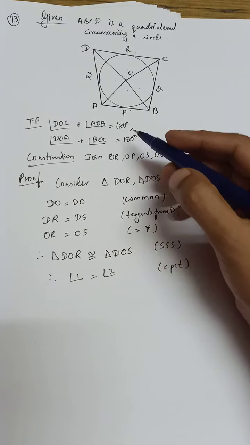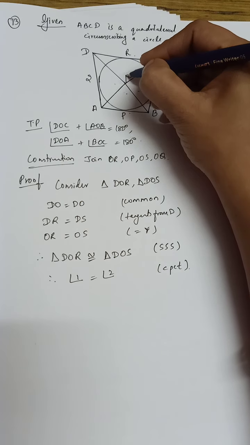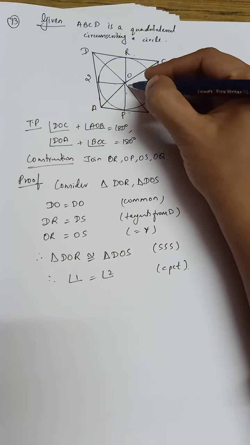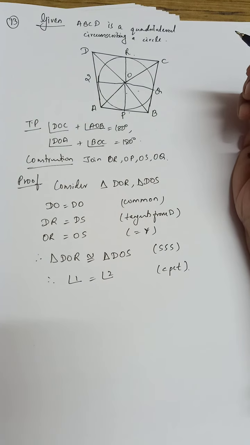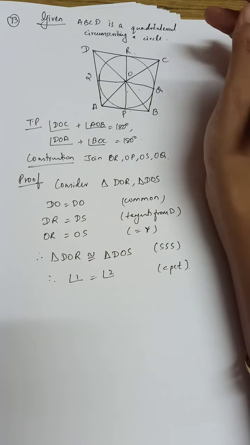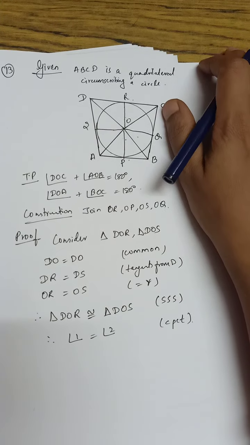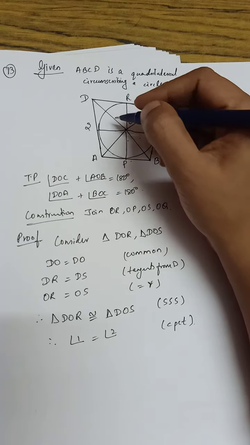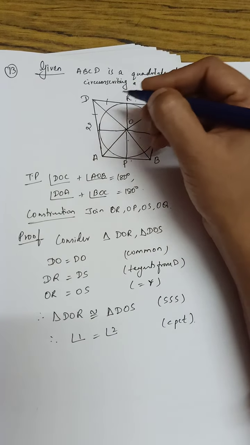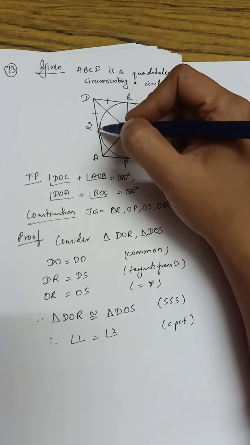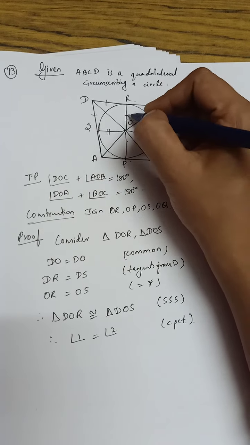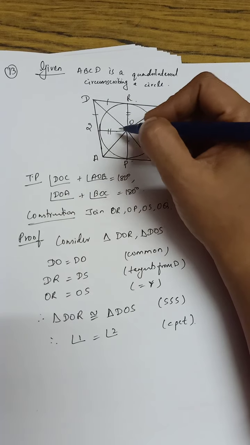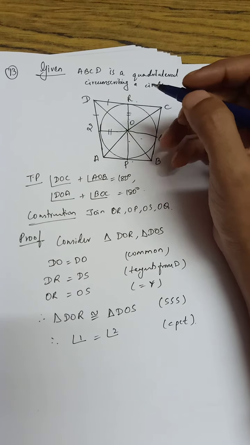For a construction, we are going to join OR, OS, OP and OQ. This is our construction. If you want, you can do dotted lines. Now, see here, we are going to prove that the two triangles are congruent. How we are going to prove is, these two are equal because they are tangents from the point D. Also, these two are radii, so these two also will be equal. This side is common. So, by SSS, the two triangles will be congruent.